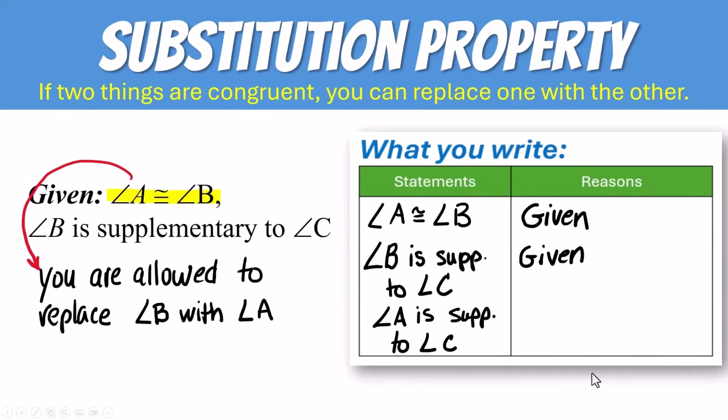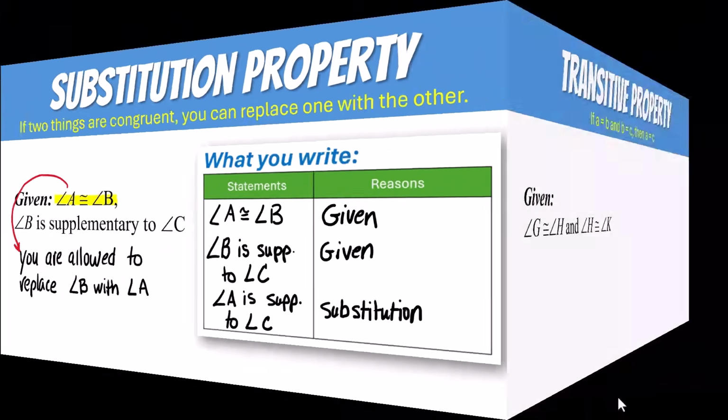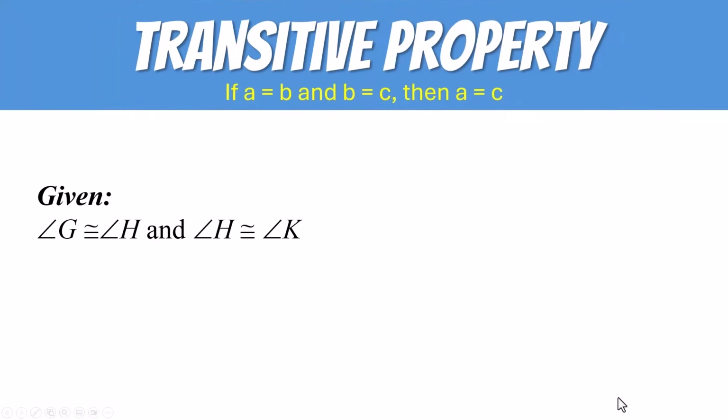And the reason we do that is the substitution property, which can be straightforward, but can also get confused with this one, which is called the transitive property. If A equals B and B equals C, then A equals C. Transitive property is for just equality. In that last example with substitution, we were talking about angles that were supplementary.